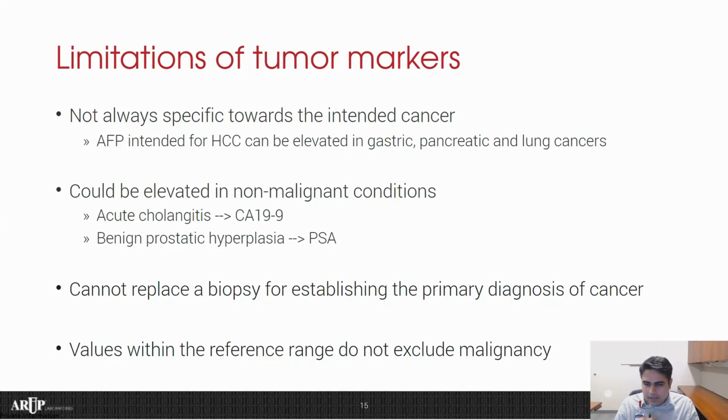Another important factor is that tumor markers cannot really replace biopsy and surgical pathology and histology studies for establishing the primary diagnosis of cancer. They only serve as an aid along with other modalities. And the last point is that values within the reference range do not always exclude malignancy.